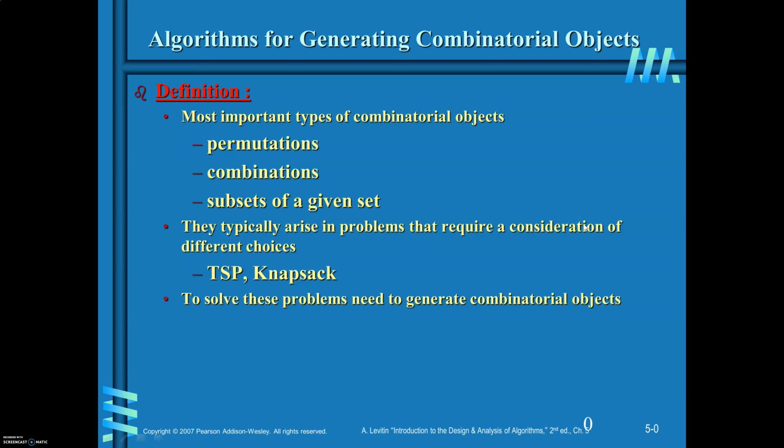Algorithms for generating combinatorial objects. Most important types of combinatorial objects are permutations, combinations, and subsets of a given set. Whenever you have solved the traveling salesman problem and the knapsack problem using the brute force design technique, for the traveling salesman problem you have generated all n-1 permutations, and for knapsack all possible subsets of n items.